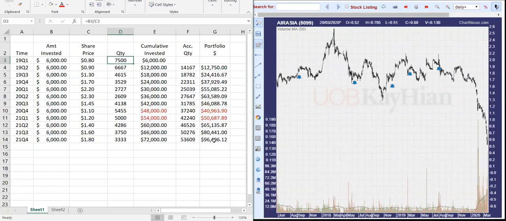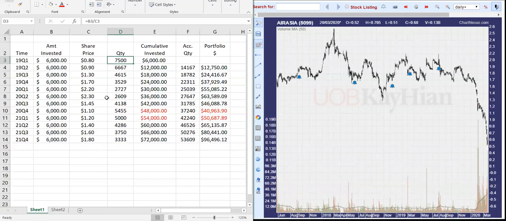Now pay attention to this concept. If you are able to buy the share at a lower price, your 6,000 is going to give you more units. If you are buying at a higher share price, your 6,000 is going to get you a lower number of units. But the key thing here is you continue to stay invested, so that through the different quarters, you will get a good mix of prices.